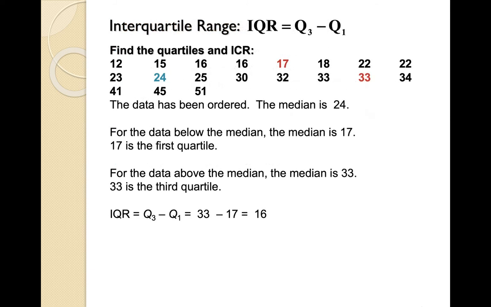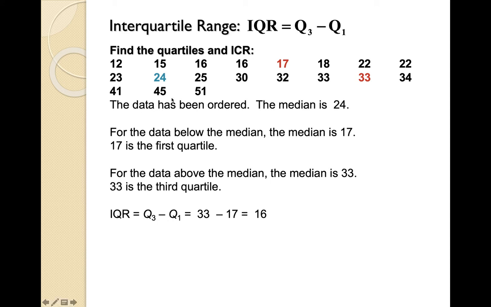Now, sometimes we want to know how much spread there is in the middle of the data as well as the overall spread. So remember, range is maximum minus minimum. Interquartile range, which we call IQR, is Q3 minus Q1. Okay, so that tells you how much distance, how much range there is between the 25th percentile and the 75th percentile. So the first thing you have to do if you're going to find the IQR, and that should be IQR, not ICR, sorry, is find the quartiles first.